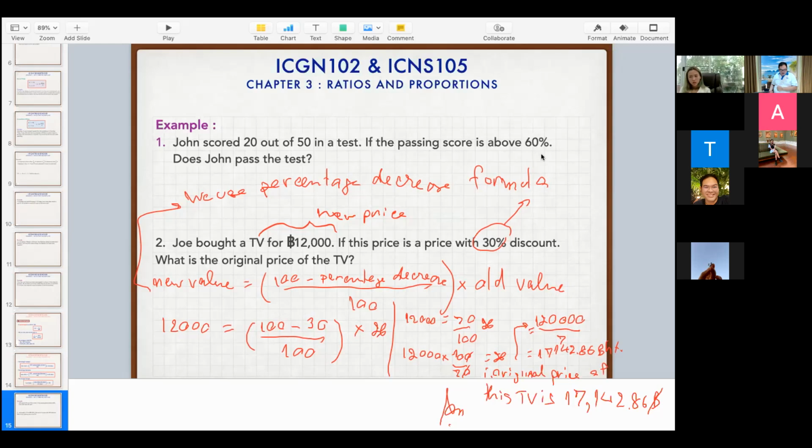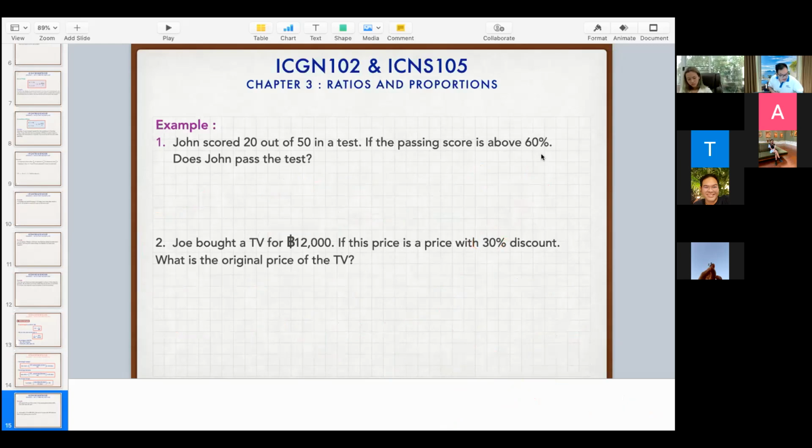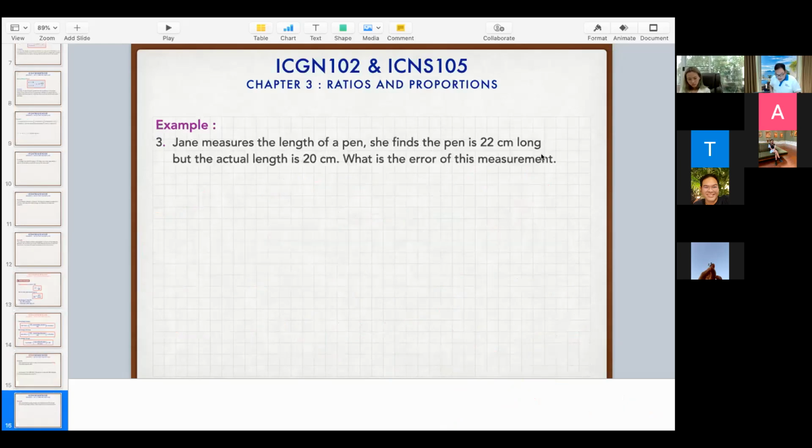Okay then, if you don't have any question for this example, now let's move on to the next slide. The next slide is about percentage as well. This one I want you to do: Jane measures the length of a pen. She finds the pen is 22 centimeters long, but the actual length is 20 centimeters. What is the error of this measurement?